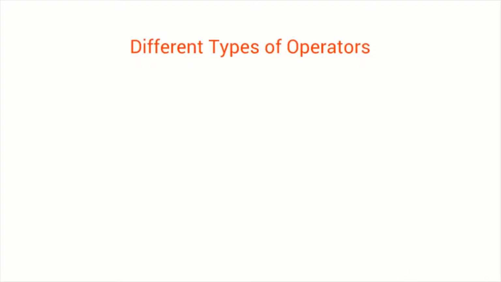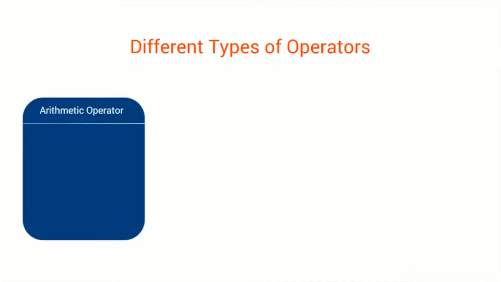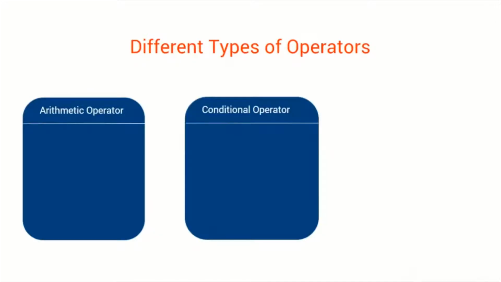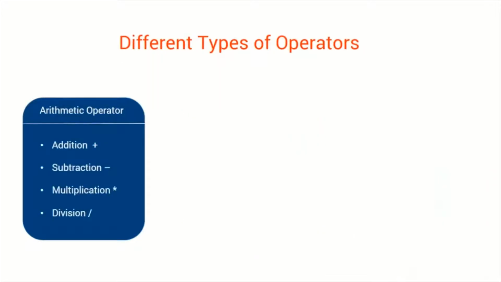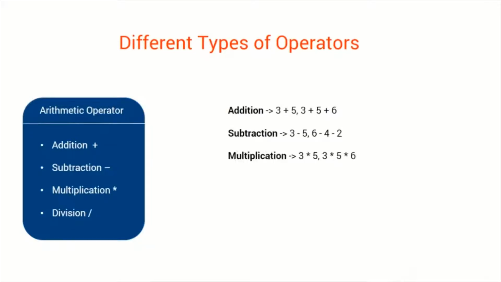There are different kinds of operators. Let's look at different kinds of operators. Operators can be mainly divided into three categories. First, the arithmetic operators. Second, the conditional operators. And third, the logical operators. Let's see each of them in detail. Arithmetic operators help us in performing some arithmetic tasks, like addition of two operands, subtracting the second operand from the first, multiplying two operands, and dividing the first operand by the second.